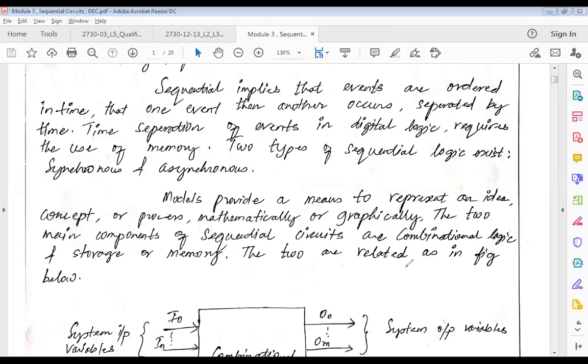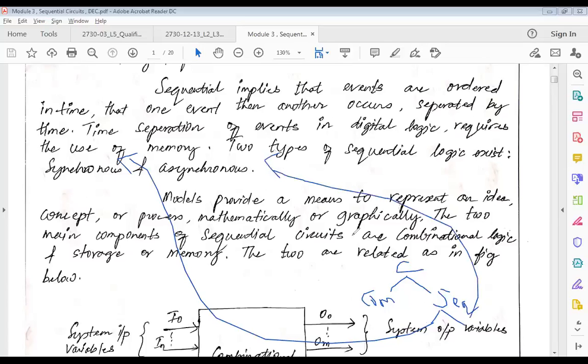So maybe what you can do on the side is put circuits, and these are having two bifurcations. What are those? Your combinational, and then your sequential. Now again, your sequential will have two types. One is your synchronous type, and the other one is your asynchronous type. So just make a neat representation of this in your notebooks.